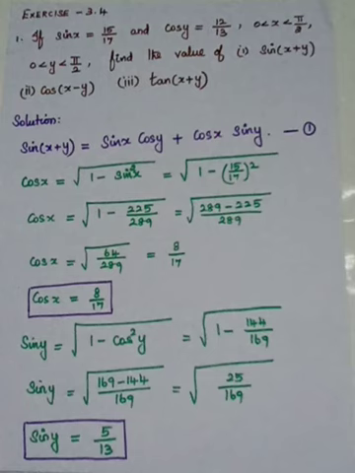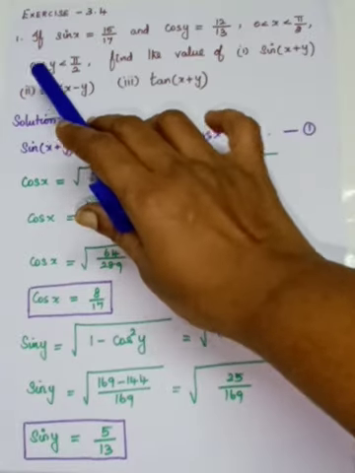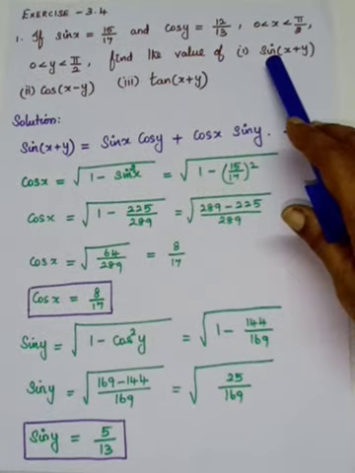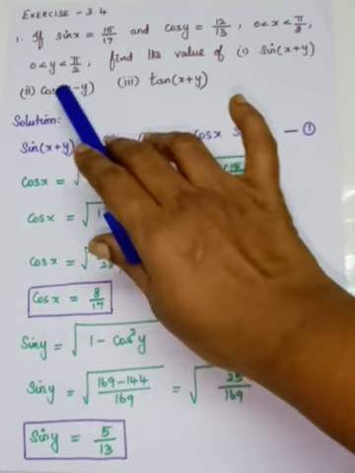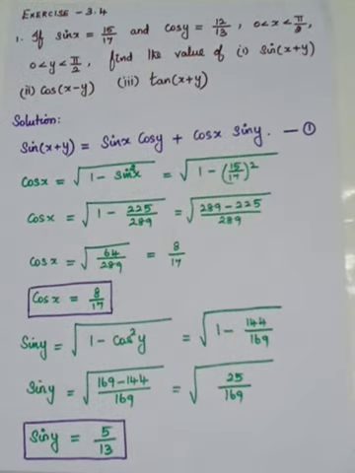Good morning, students. So today we are going to see exercise 3.4, first problem. If sin x is equal to 15 by 17 and cos y is equal to 12 by 13, with 0 less than x less than pi by 2 and 0 less than y less than pi by 2, find the value of sin(x + y), cos(x - y), and the third one, tan(x + y).